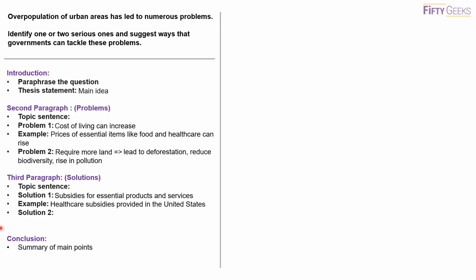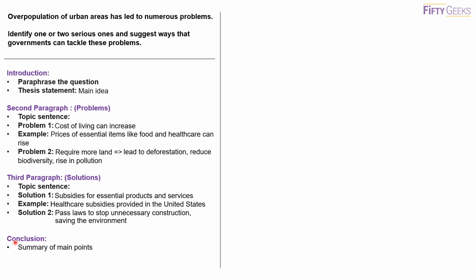Then I will write the solution to the second problem discussed earlier. The government should pass laws to stop unnecessary construction of residential homes that require cutting trees to provide more land and settle the rising human population. It would result in saving the environment from deforestation and rising pollution.